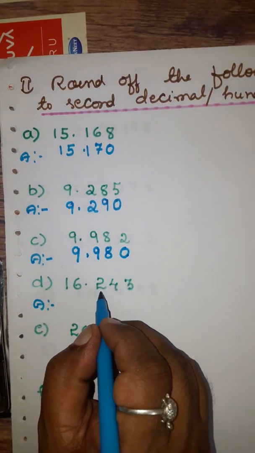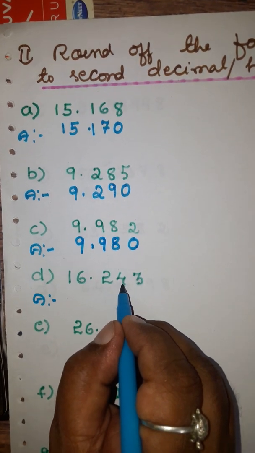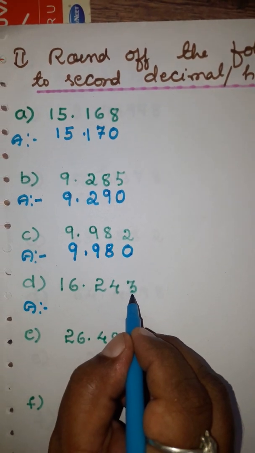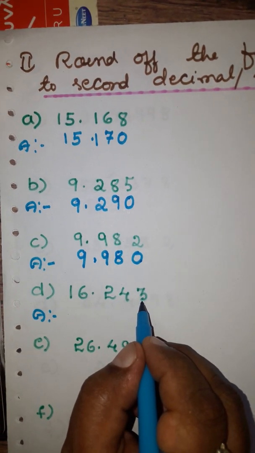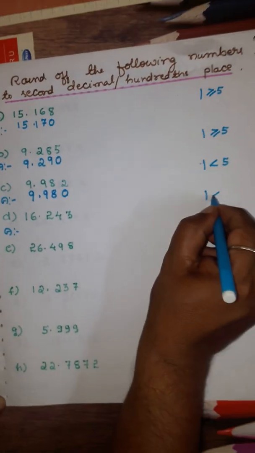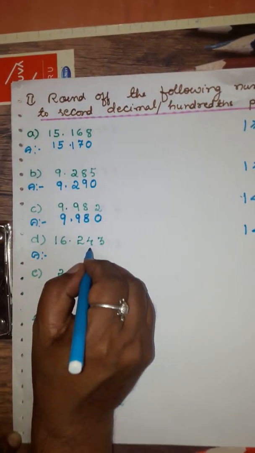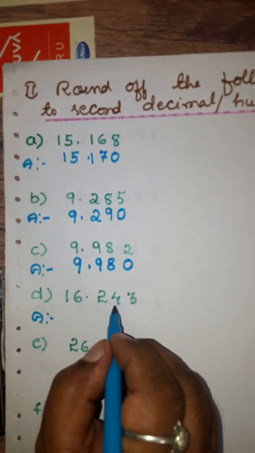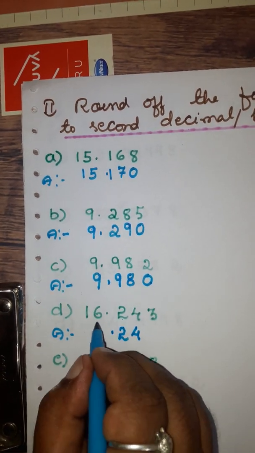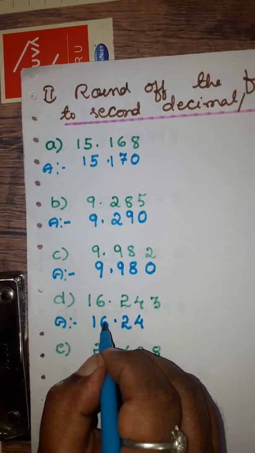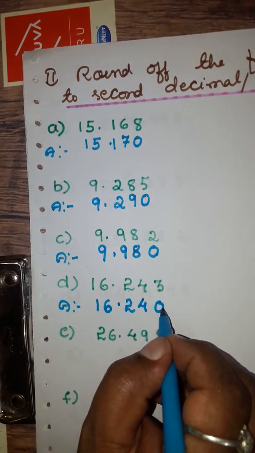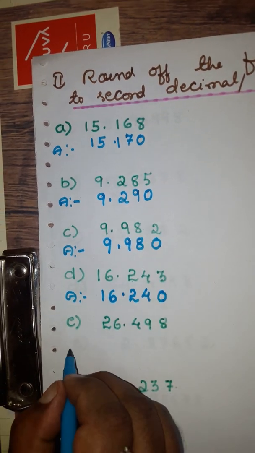Now let us go to the fourth problem. 16.243. So first decimal place is 2, second decimal place is 4. So we have to round off to this place and we have to look at the third decimal place or thousandth place. In the third decimal place the digit is less than 5. So you need not add anything to the second decimal place. Write as it is. First decimal place 2. Whole number remains undisturbed. So make it as 0. So answer is 16.240.